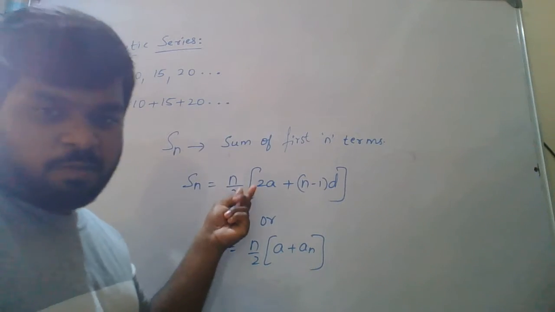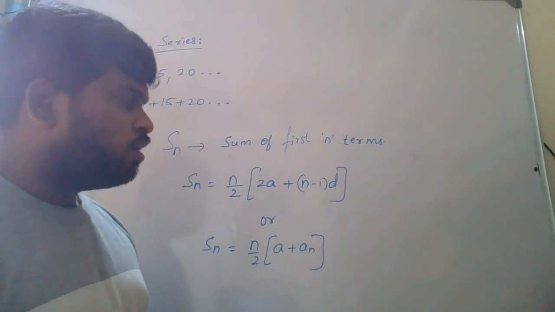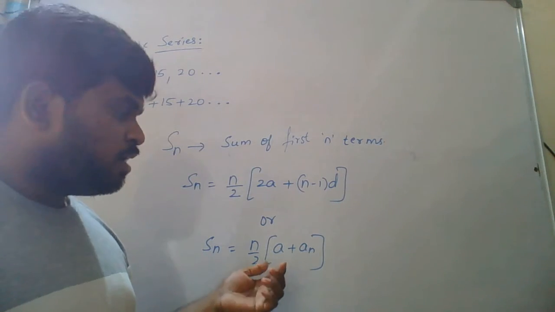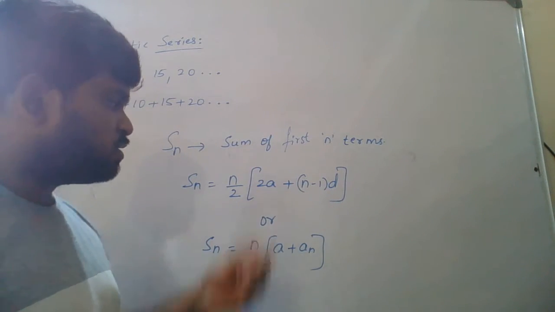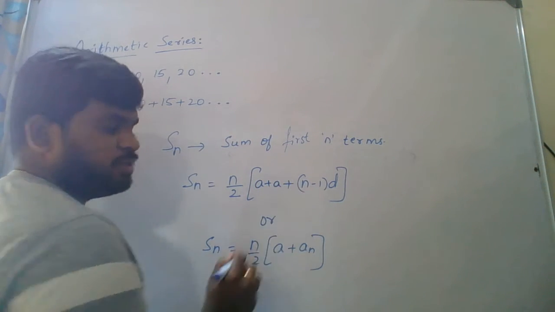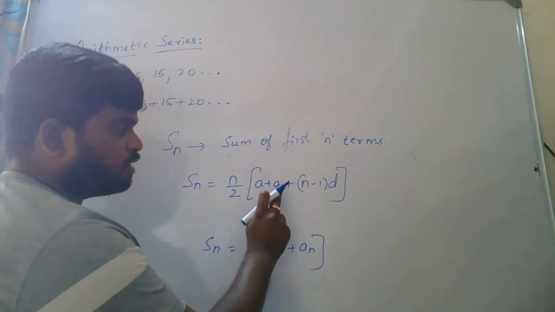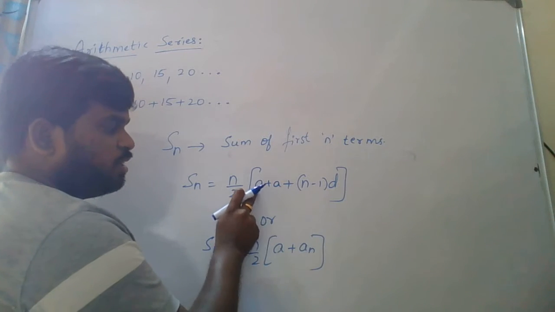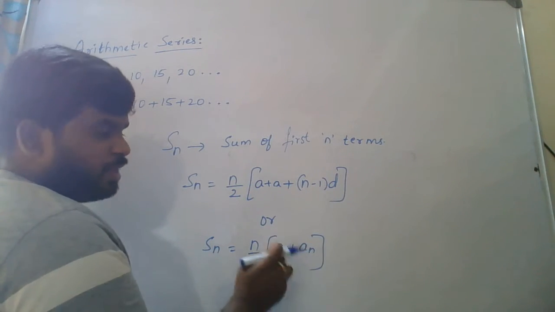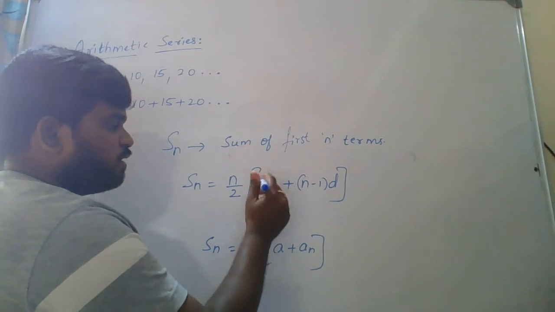You're going to use this formula when you know the a and d value. Suppose you know the first term and the last term, we will make use of this. This is actually derived from this. This 2a can be written as a plus a, isn't it? 2a can be written as a plus a. And what is this a plus n minus 1 into d? Retain this as it is. A plus n minus 1 into d is nothing but an, isn't it? So that's how we derive that.